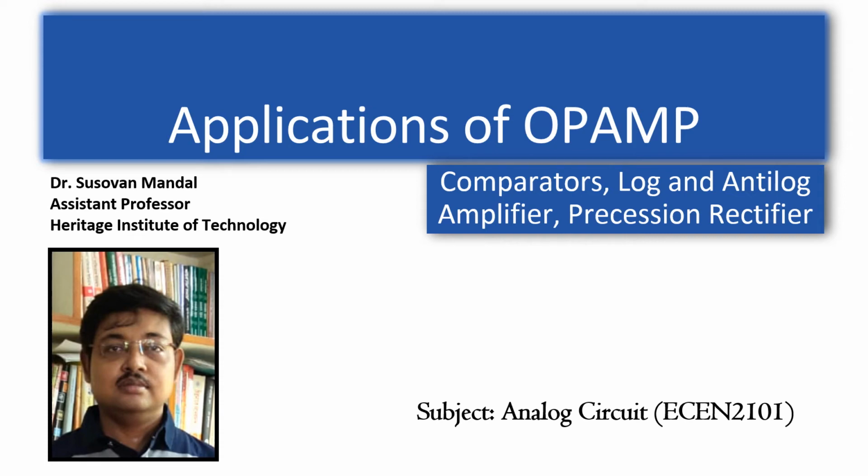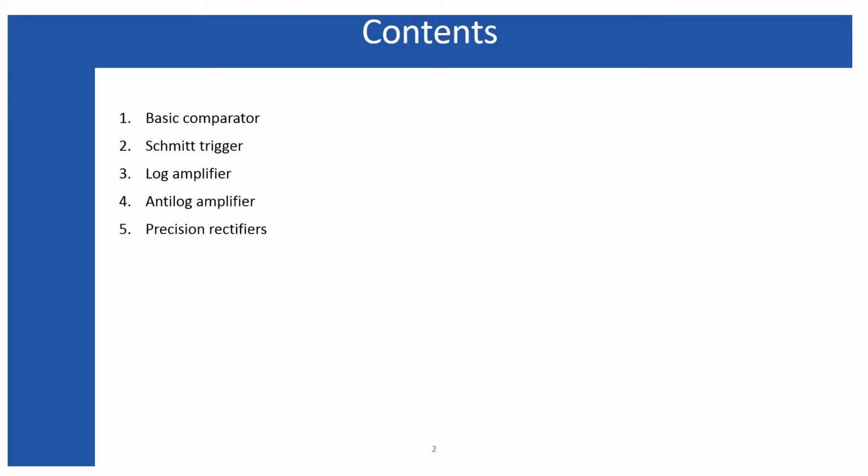A few more important applications of operational amplifier. Here is the list of applications that will be discussed in this lecture, starting from basic comparator, Schmitt trigger. Although the Schmitt trigger and the basic comparator both fall in the category of comparator, Schmitt trigger is a special type of comparator.